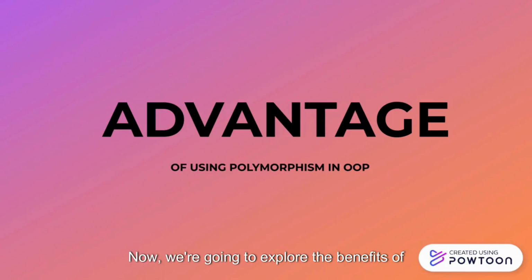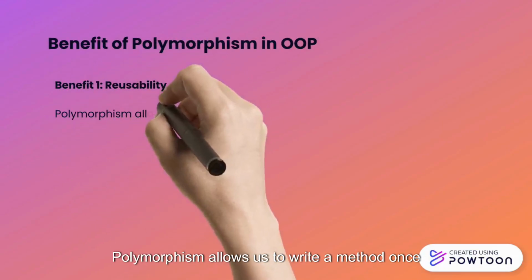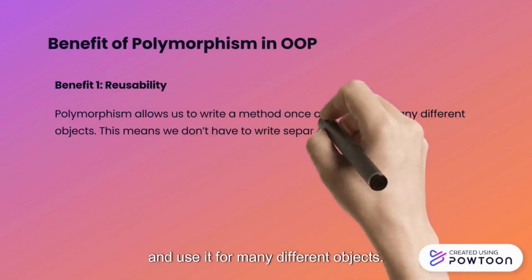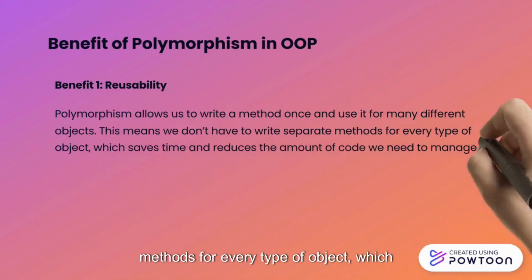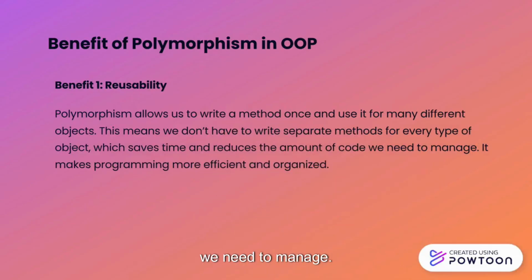Now, we're going to explore the benefits of polymorphism in object-oriented programming. Let's see how it helps make our programs more flexible, reusable, and easier to maintain. The first benefit is reusability. Polymorphism allows us to write a method once and use it for many different objects. This means we don't have to write separate methods for every type of object, which saves time and reduces the amount of code we need to manage. It makes programming more efficient and organized.